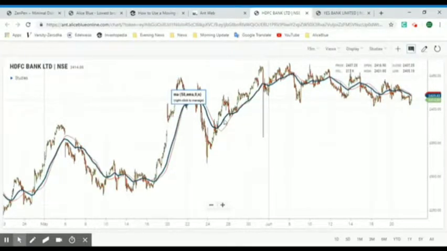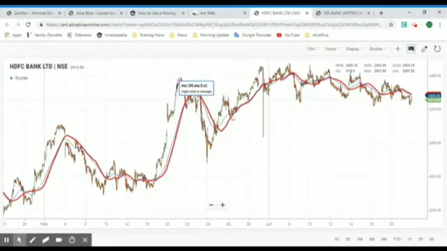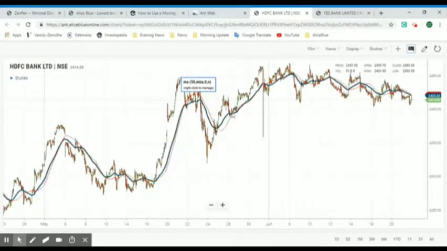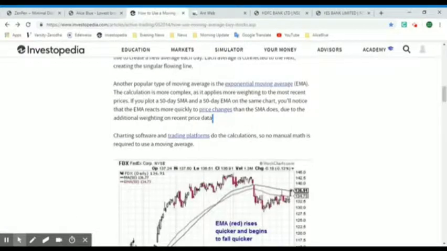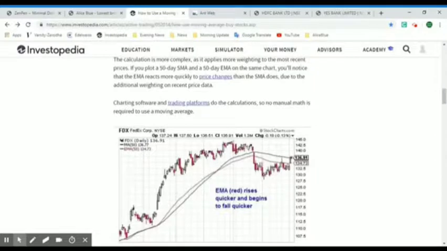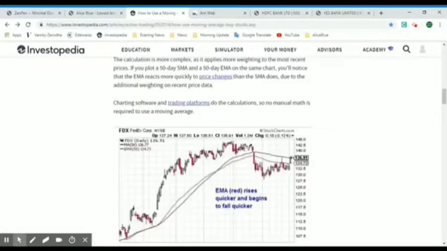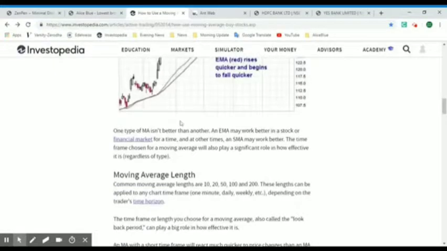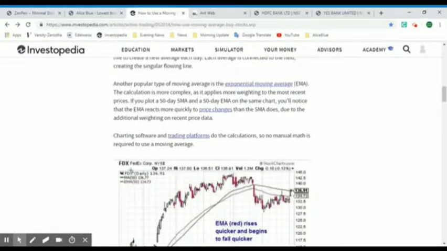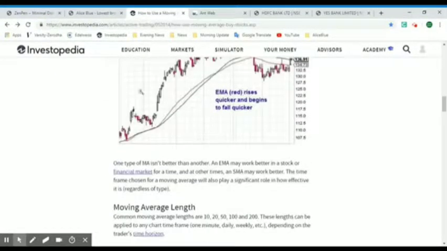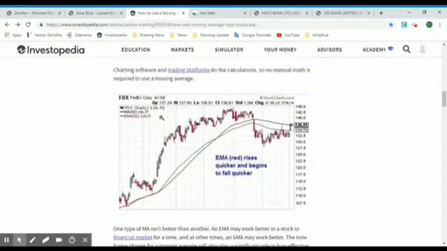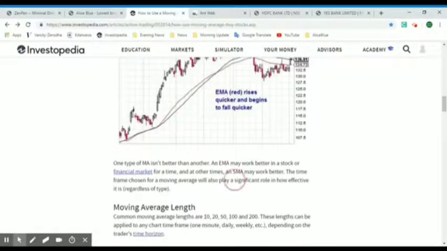The exponential moving average line follows the candlestick pattern more closely and reacts more quickly to trend changes. Since we use charting software and trading platforms, we don't actually have to do the math or know the exact calculations or equations for the exponential moving average or the simple moving average.